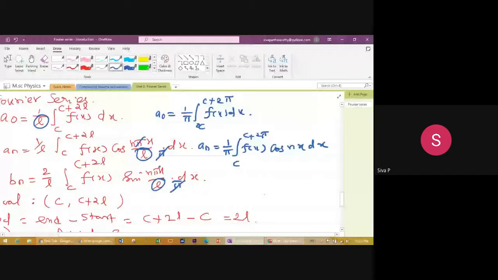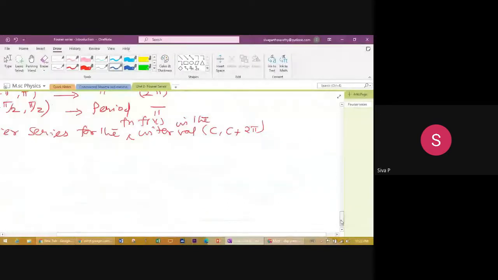So here also c to c plus 2 pi; in the place of L, you have to substitute pi. Therefore, what is bn here? 1 by pi integral over c to c plus 2 pi f of x sin nx dx. Is it not? So we can write that formula here.